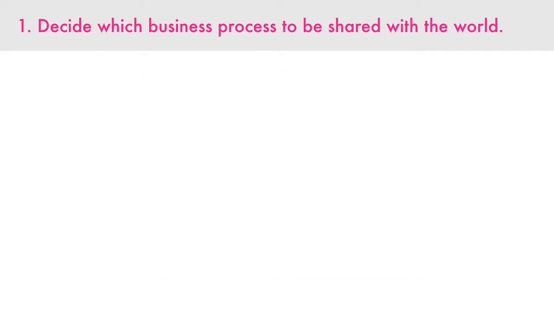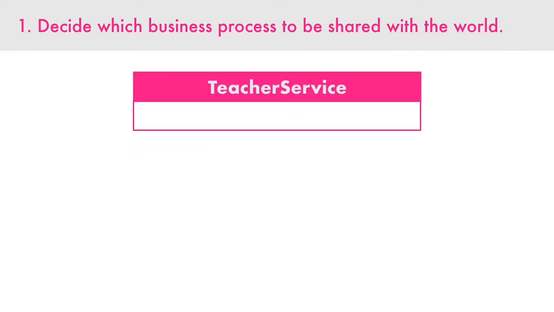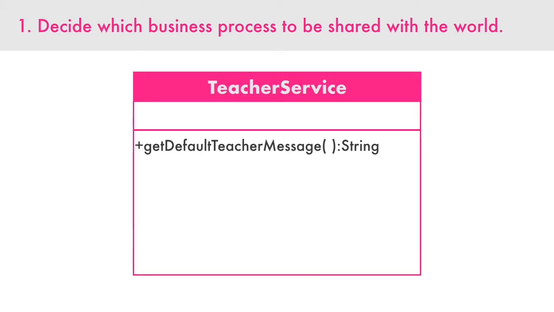For instance, in our example application, we have a class that manages requests for the service named Teacher Service. We use UML notation for this class. Then, we design the method that will handle the service. For instance, we allow the consumer of the service to get a default message from the provider. We design the method signature as public and return a string.